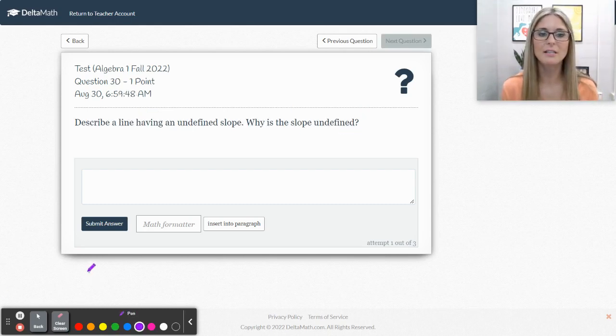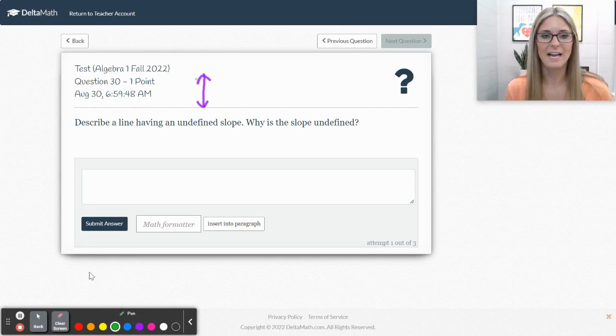Number 30, describe a line having undefined slope. Do you remember this one? Undefined is going to be straight up and down. My memory tool is that up and down line can be the tail of my U for undefined. So you're talking about a vertical line. Vertical lines are up and down.